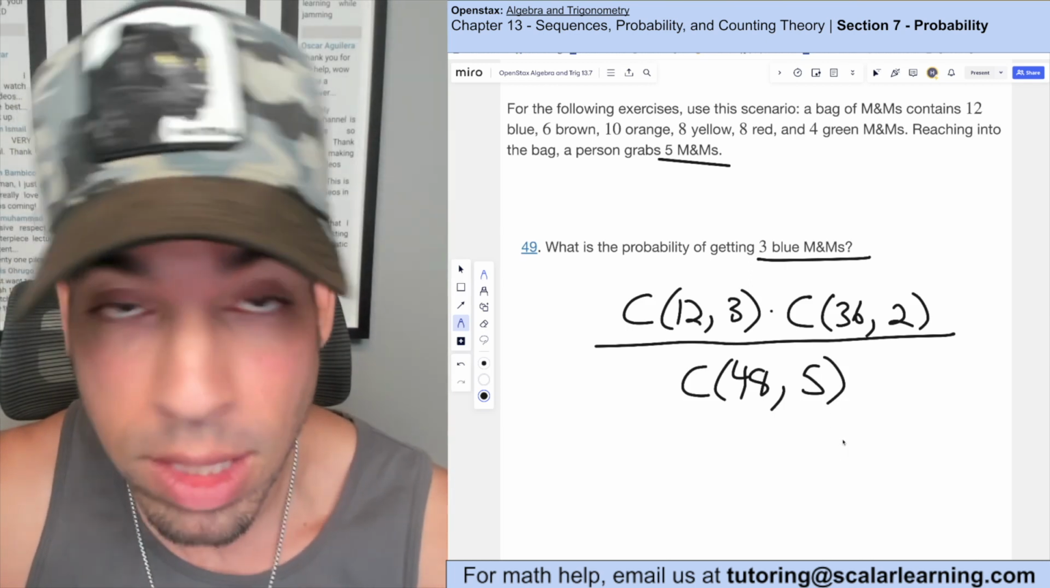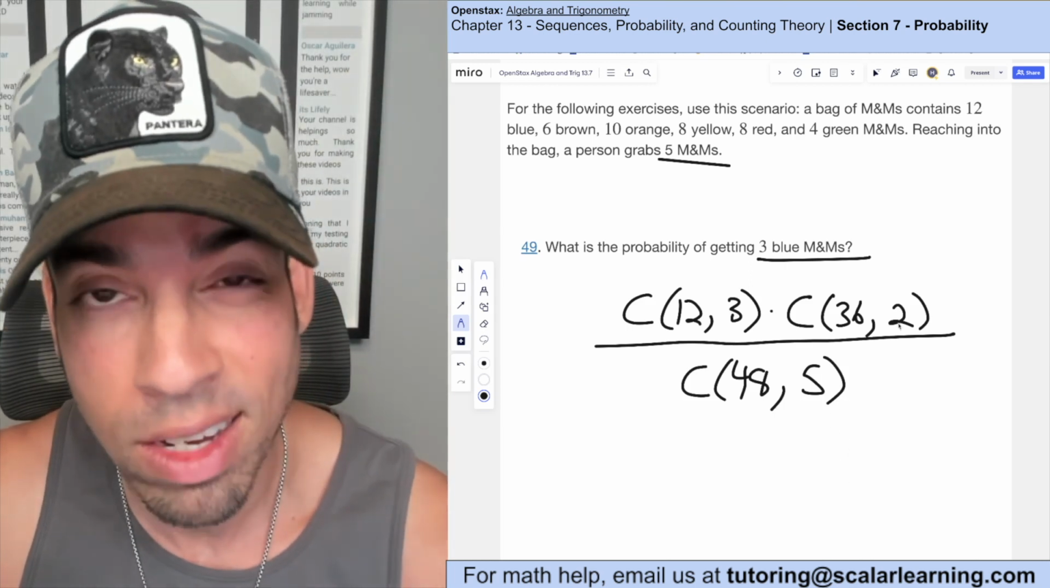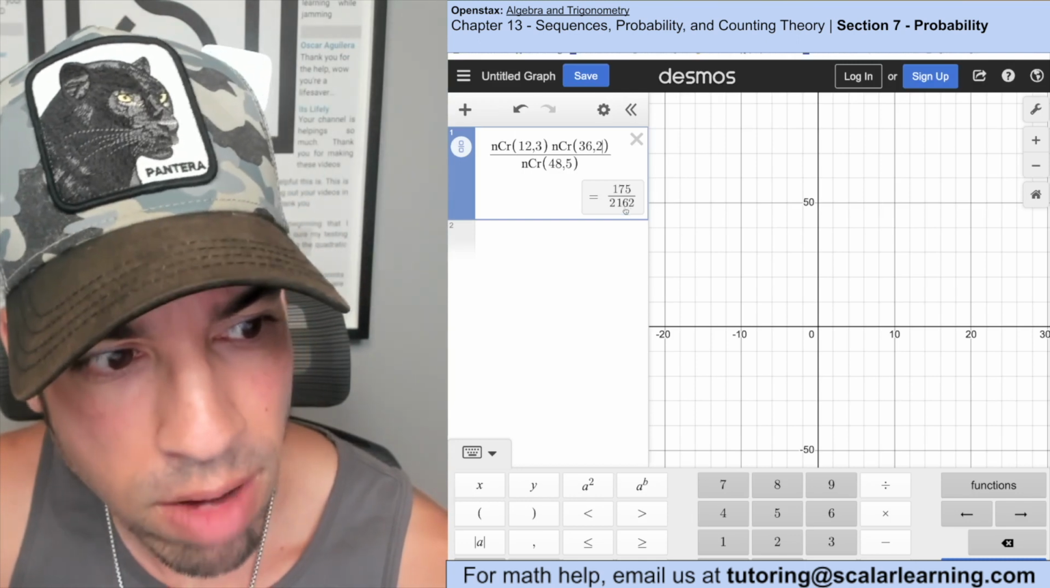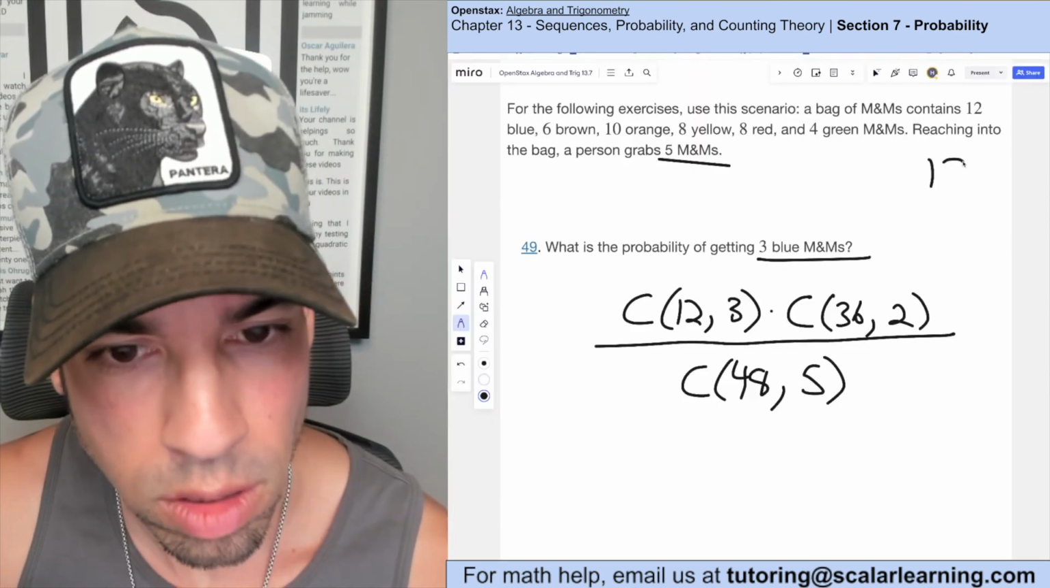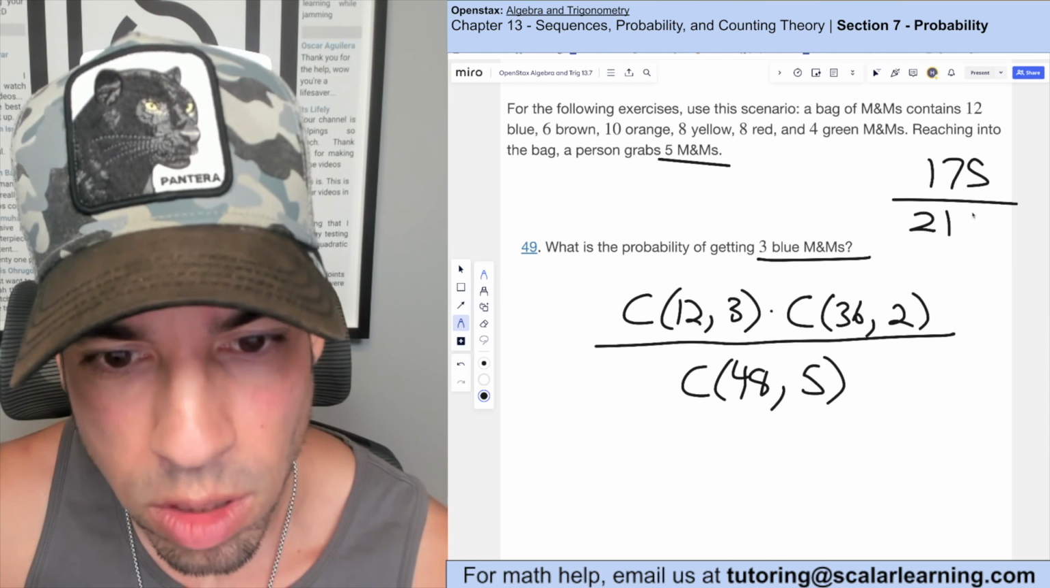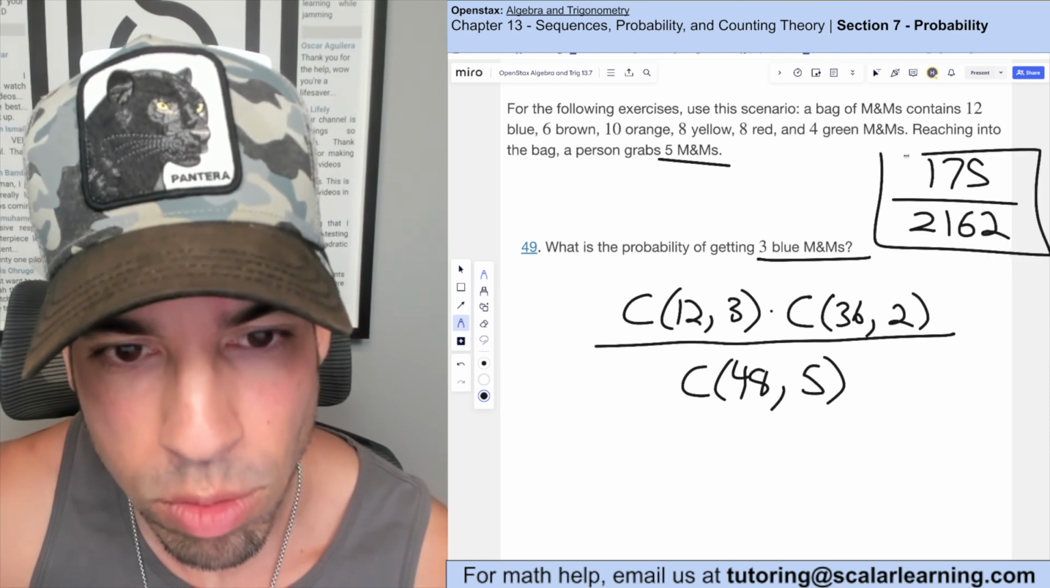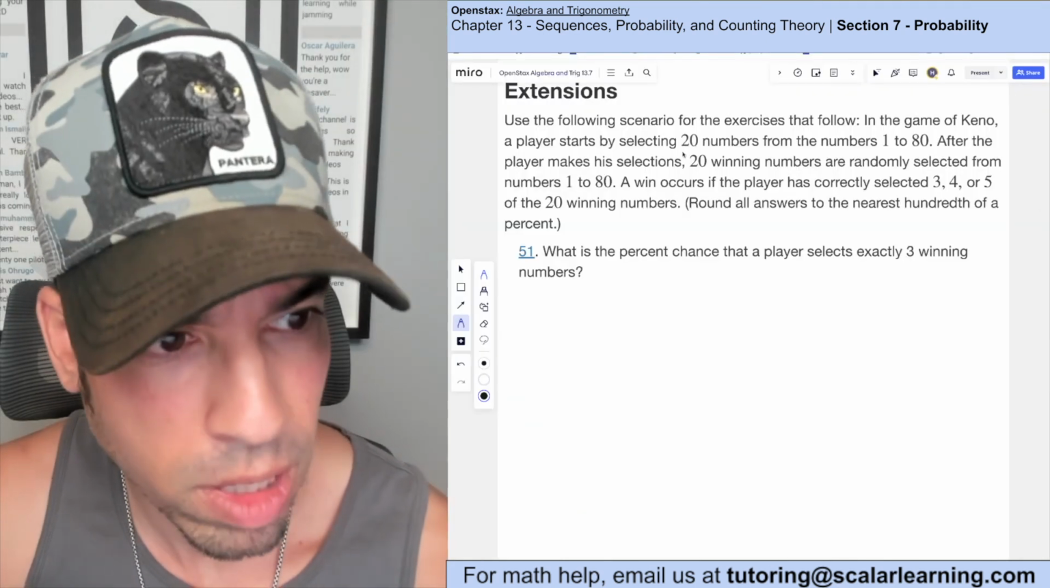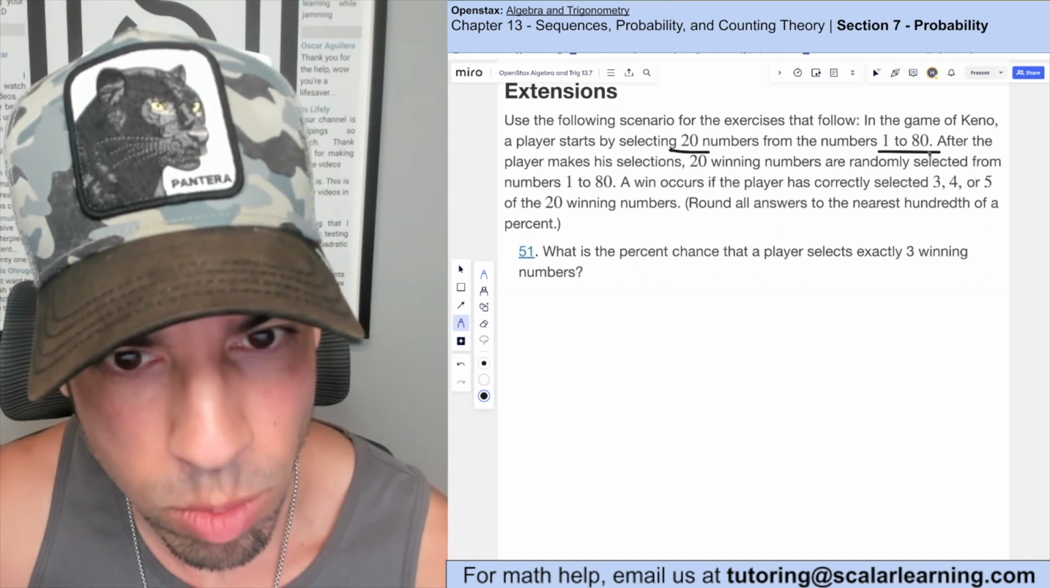And if we evaluate this, this is going to give us our answer. Let's do that now in Desmos. And here we have 175 over 2162. So 175 over 2162 is the winner. Boom, done. In the game of Keno, a player starts by selecting 20 numbers from the numbers 1 through 80.